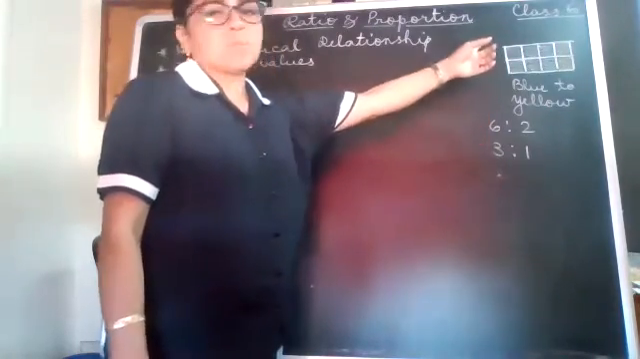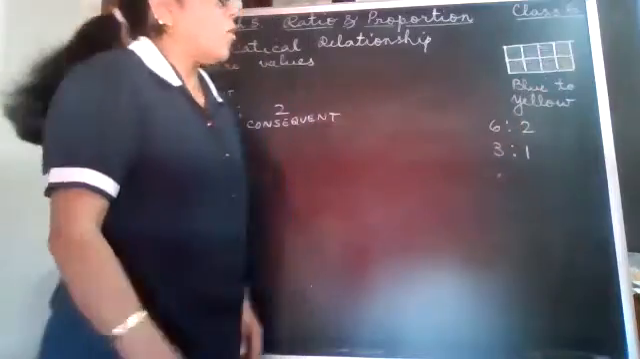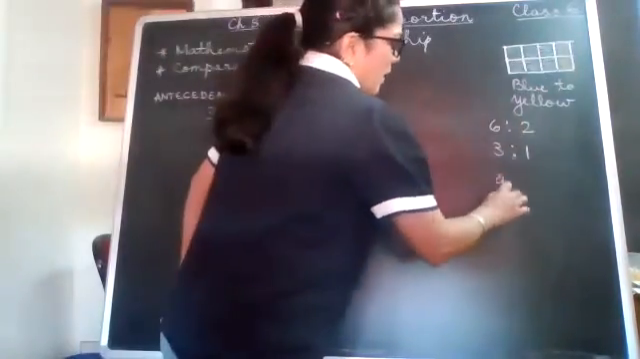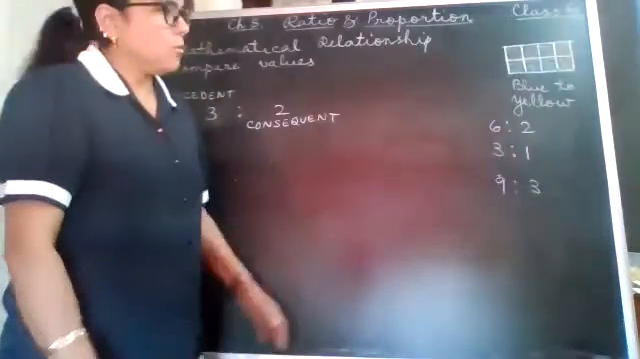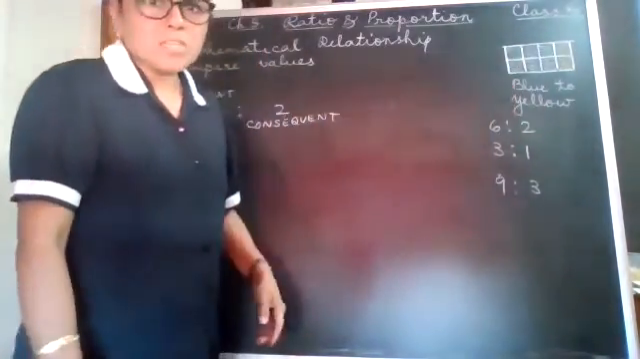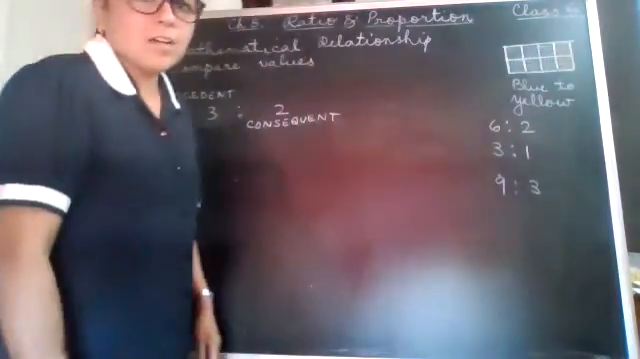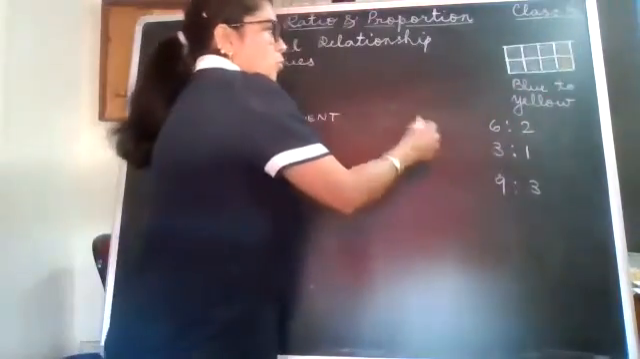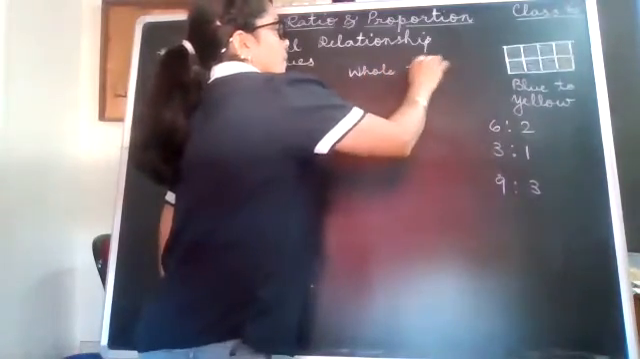And if I increase this picture, I will again draw 3 blues and 1 yellow. And how much will that totally become? 9 blues and then I will get 3 yellows. Okay. So ratio is not only shown like this, part to part, because blue is one part of the figure and yellow is one part of the figure. It can also be shown for the whole to part.